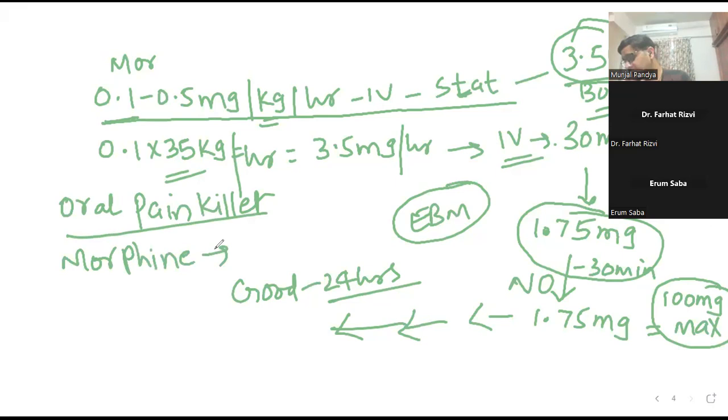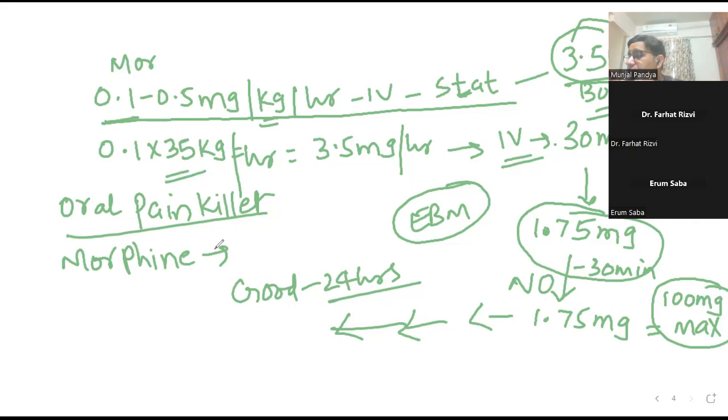Because you cannot maintain morphine for this patient? Sir, yes, we can. But for mild to moderate pain, the choice is NSAIDs and acetaminophen. These are the good choices. It is again written in the book. Sir, I don't know whether morphine is available in tablet form or not. It is in tablet form.